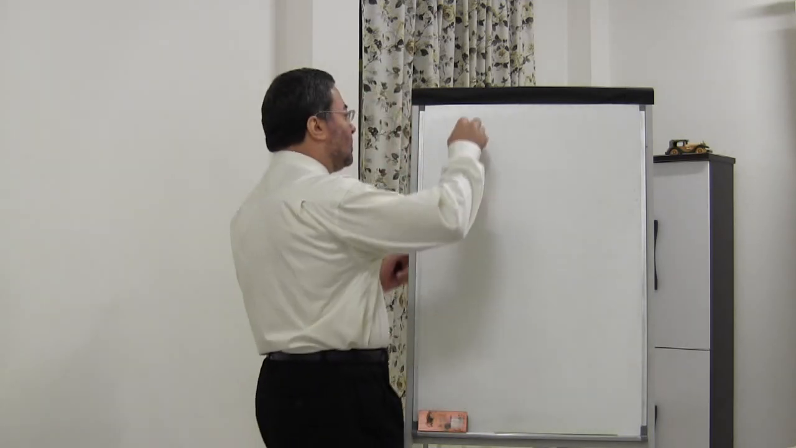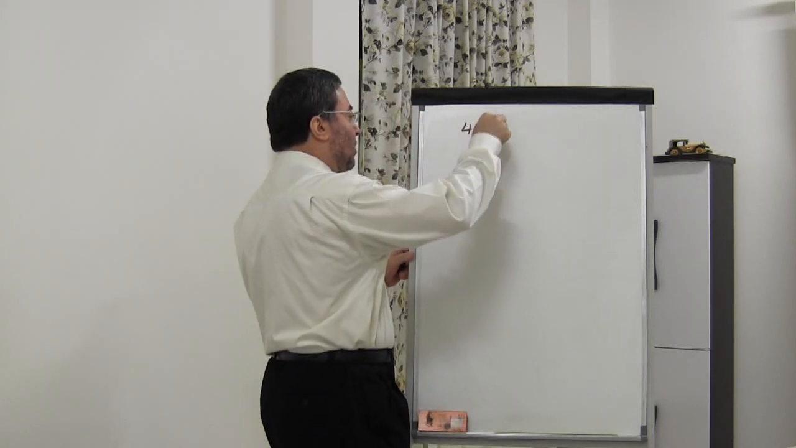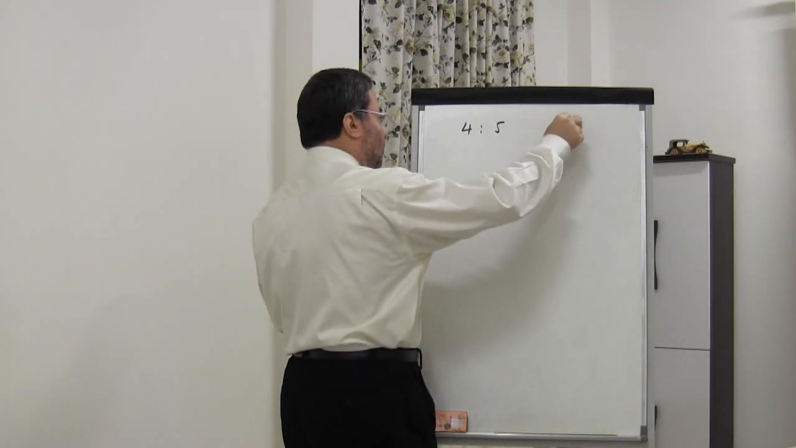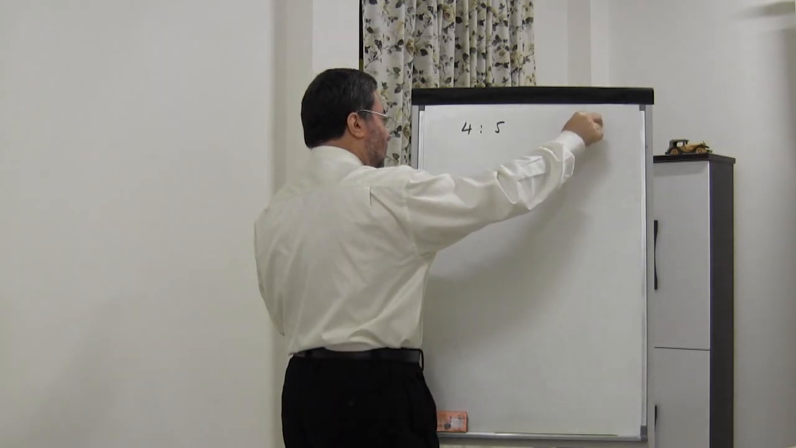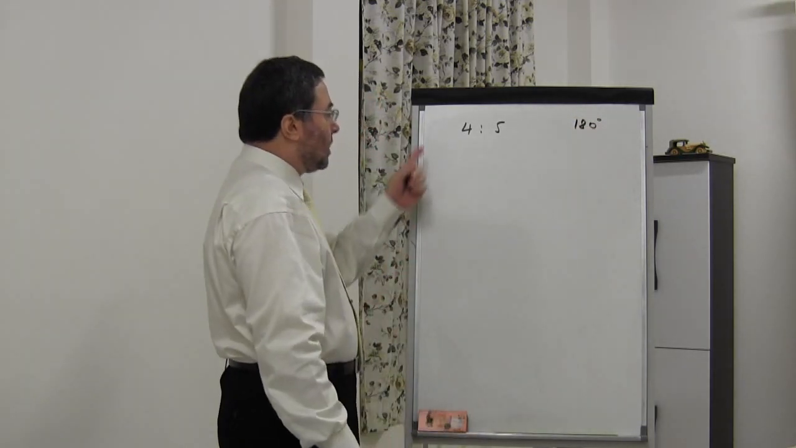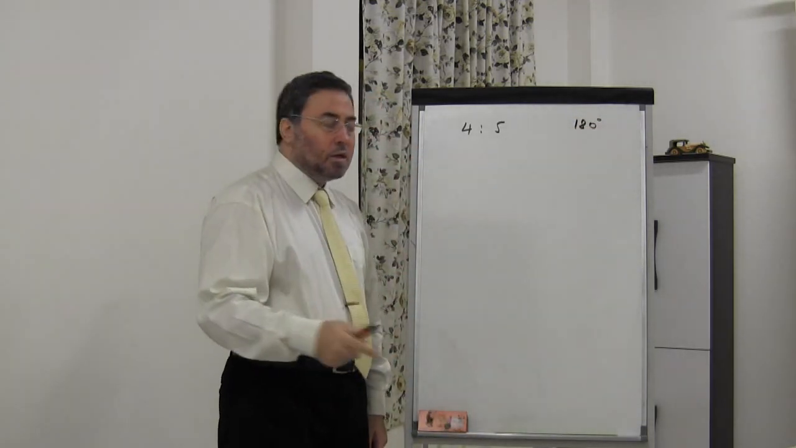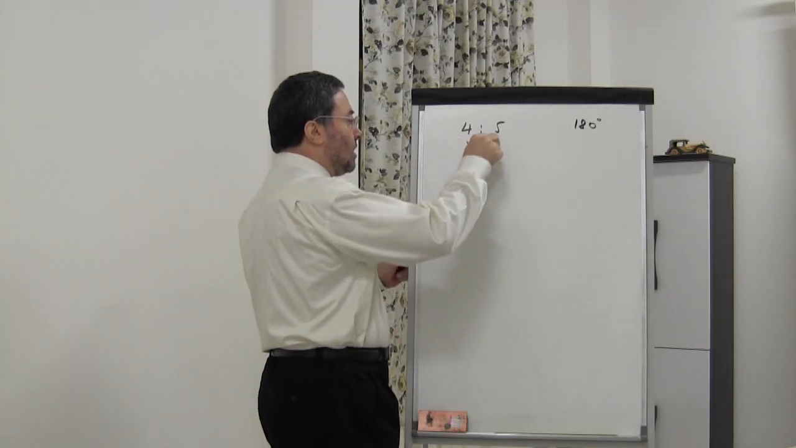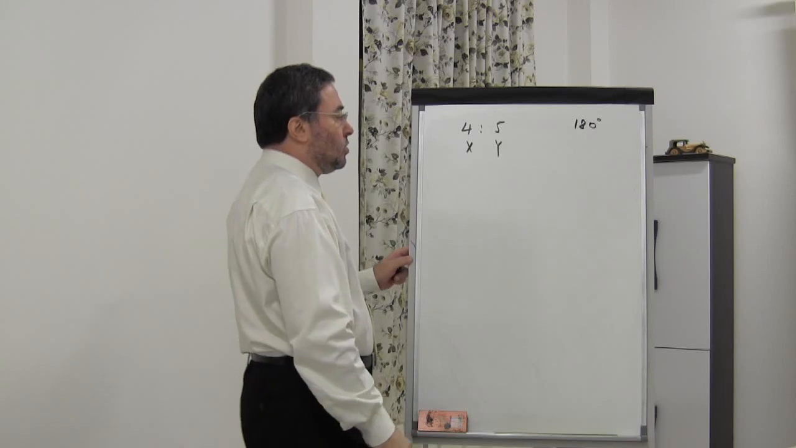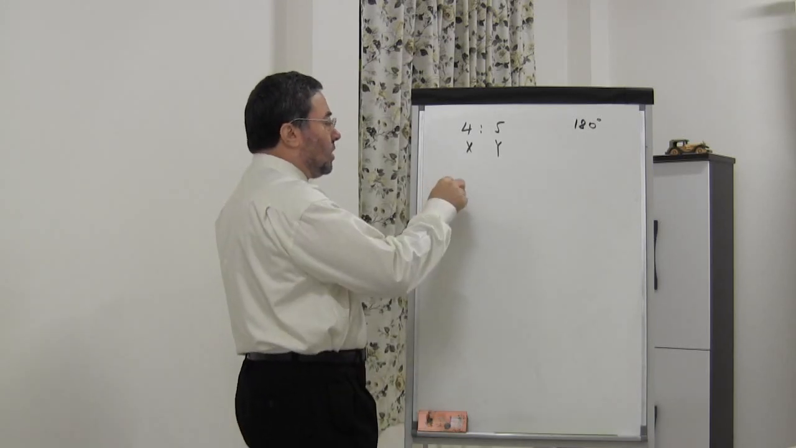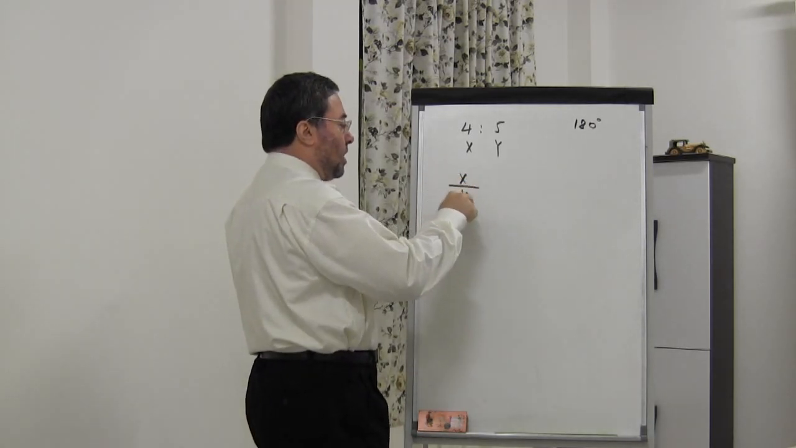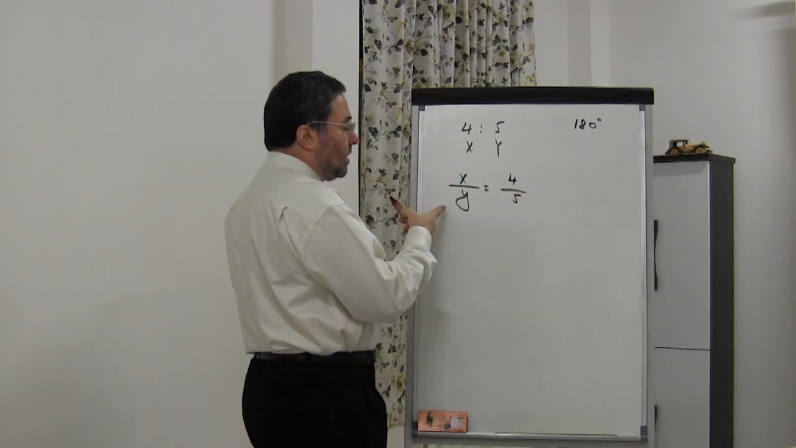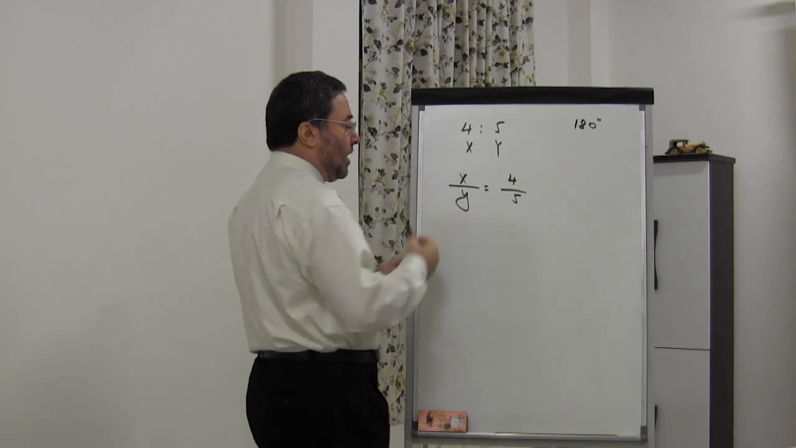So we have two angles, they're in the ratio of 4 to 5. And they are supplementary, so their sum is 180 degrees. Here we can use two variables for this problem. For the small number we use x, and for the larger angle we use y. And here we say x over y is in the ratio of 4 to 5. And we get the value of y in terms of x.